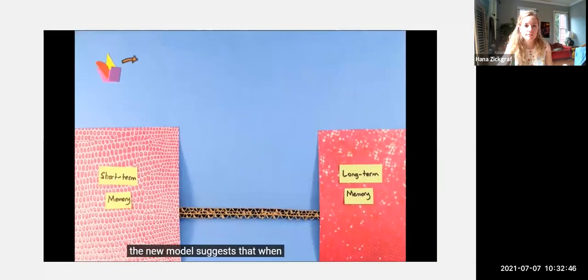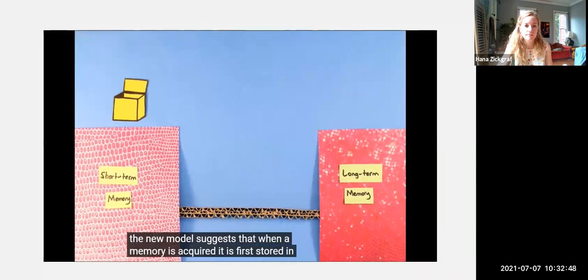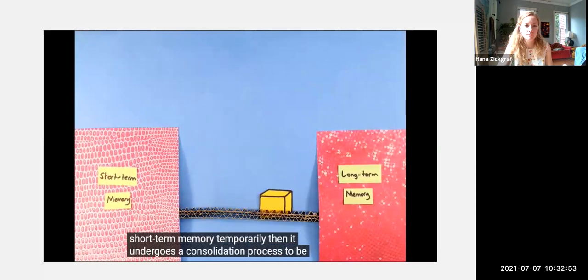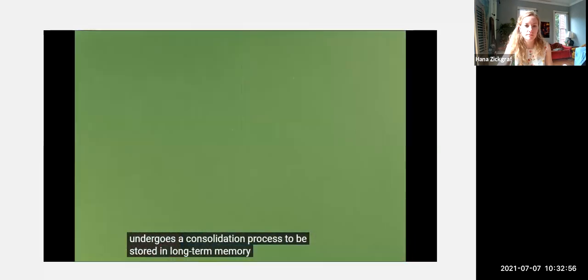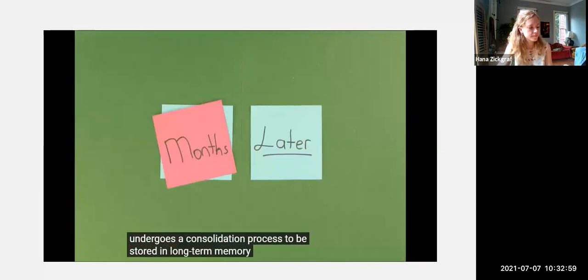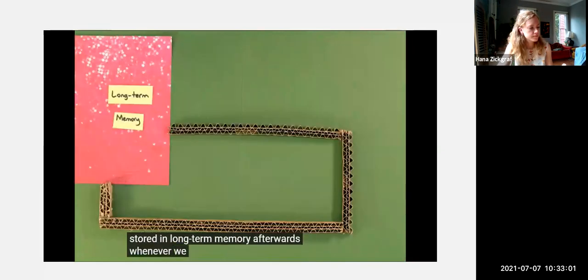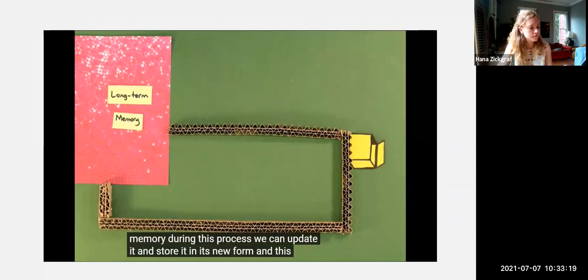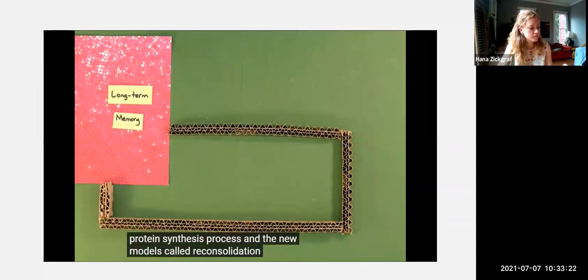The new model suggests that when a memory is acquired, it is first stored in short-term memory temporarily. Then, it undergoes the consolidation process to be stored in long-term memory. Afterwards, whenever we recall this memory, we reactivate it and render it malleable. When reactivated, a memory needs to be reconsolidated through a similar protein synthesis process. If we interrupt the memory during this process, we can update it and store it in its new form. And this protein synthesis process in the new model is called reconsolidation.